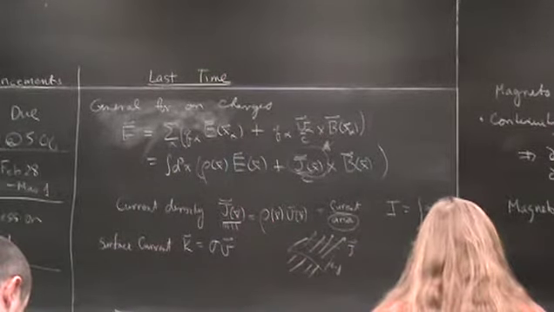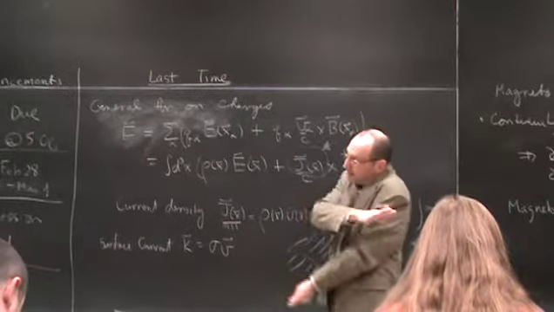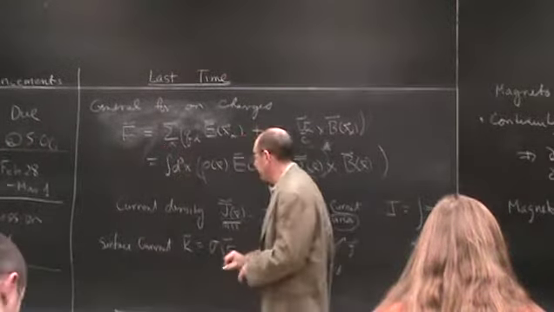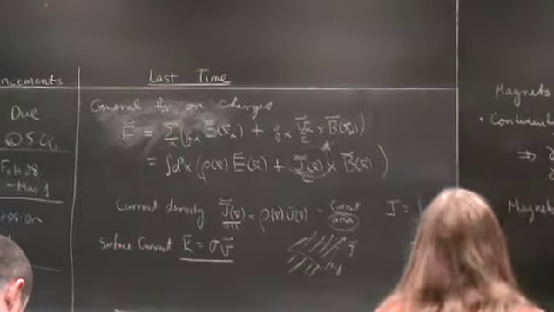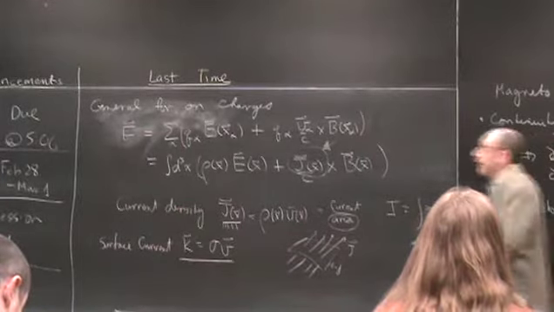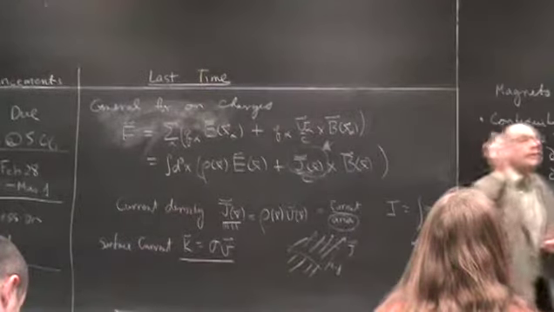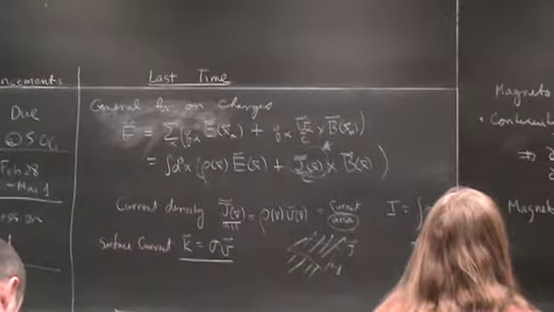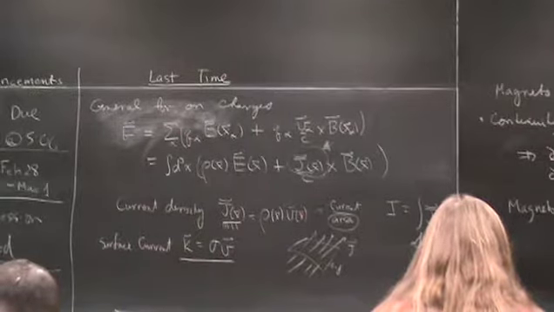We can also talk about current flowing not in three-dimensional space, but confined to a surface, in which case we talk about the surface current density as the flow of surface charge. That is charge per unit area times velocity. And the units of the surface current density is current per unit length. Okay?